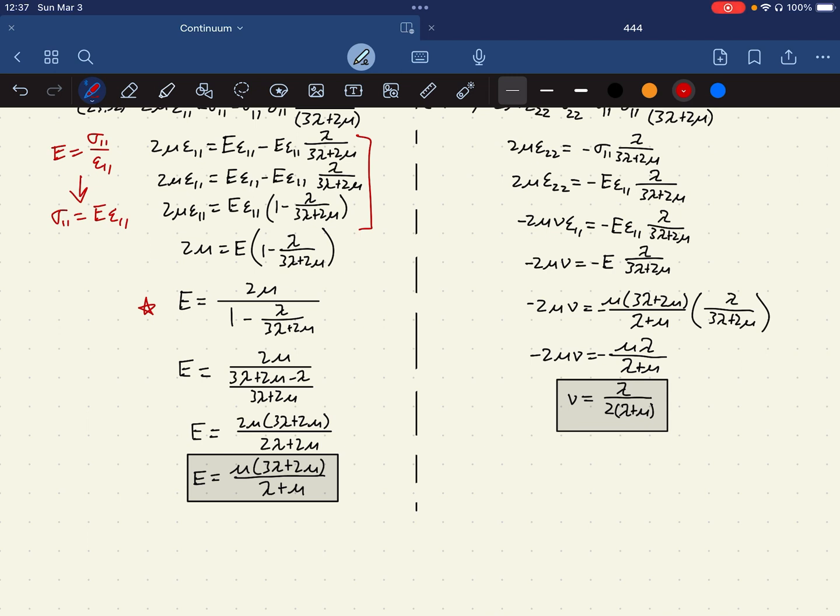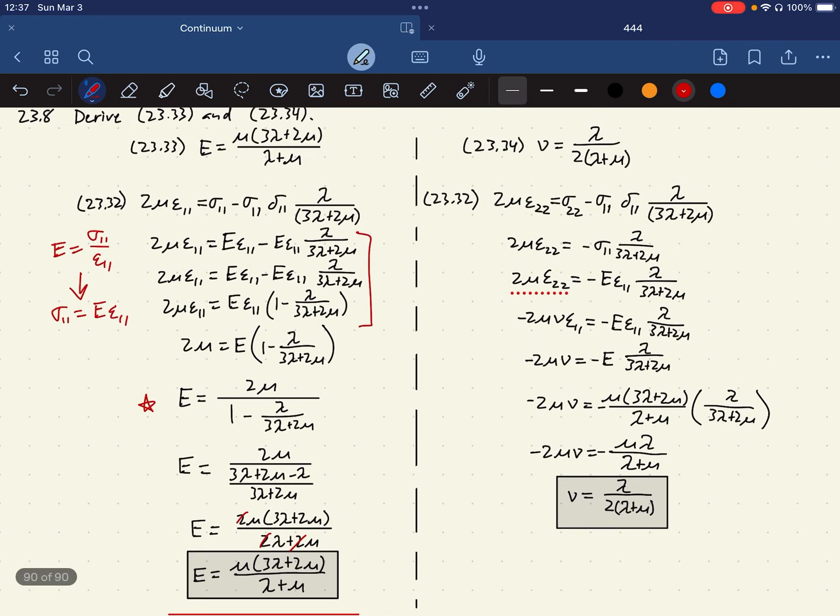So we multiply the 1 by 3 lambda plus 2 mu over 3 lambda plus 2 mu. We could then squash the denominator into one expression, subtract off that single lambda, factor out a 2, and then that 2 cancels with the numerator, and then we are left with the equation that we were trying to derive here.